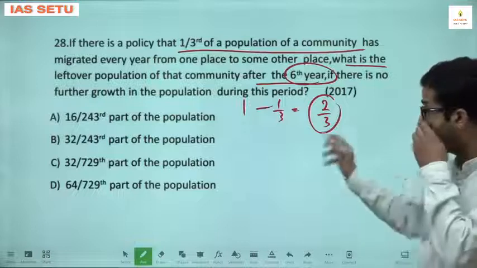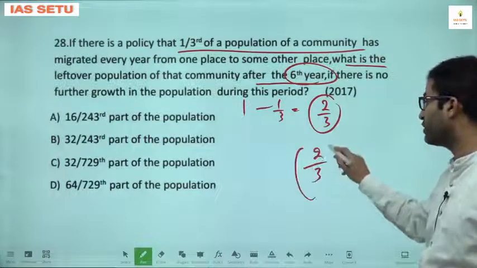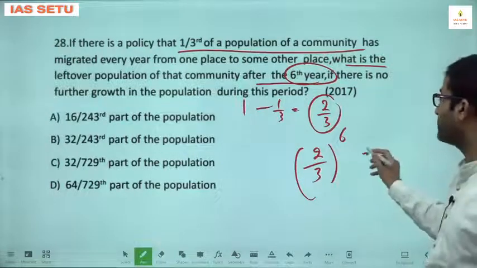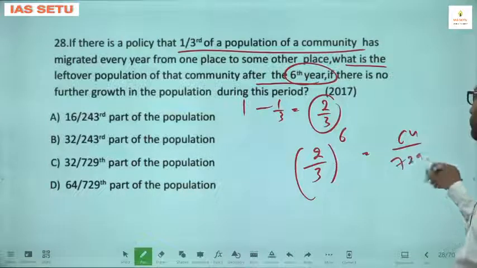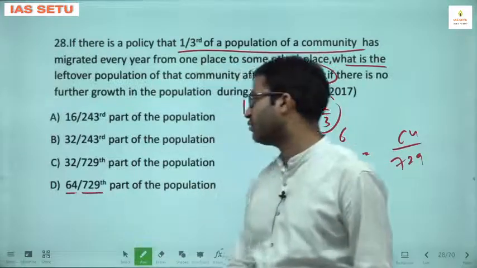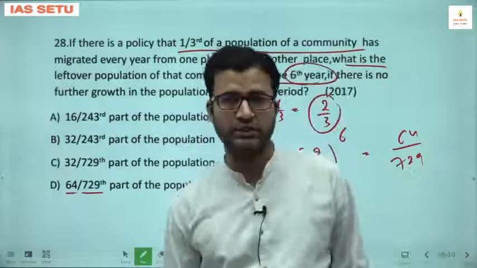Okay, so what you have to find? Next year also 2/3, 2/3. So we have to find 2 by 3 power 6. So 2 to the power 6 is 64, upon 729. So only 64 upon 729th part of the population is left over, because every year 2/3 of the population remains.